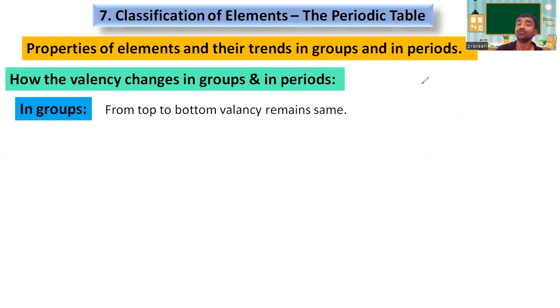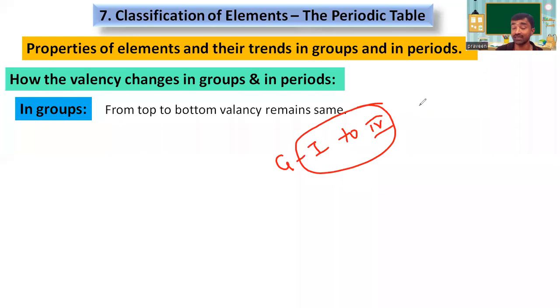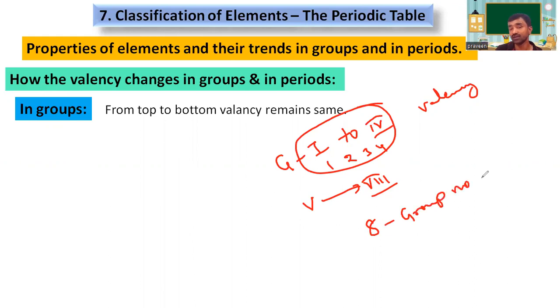Right? So valency we can also calculate based on the group number. From group number 1 to 4, the group number itself is given as the valency. Then for group number 5 to 8, how do we find the valency? Here the group number is subtracted from 8. 8 minus the group number will give you the valency of the particular group.